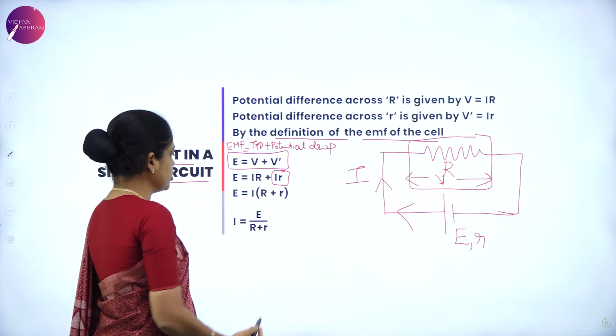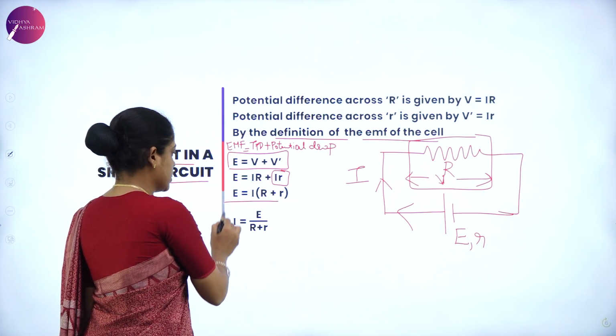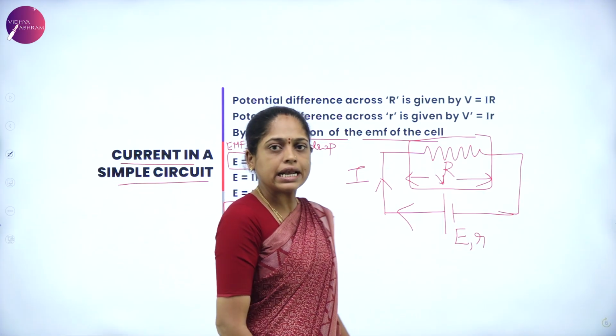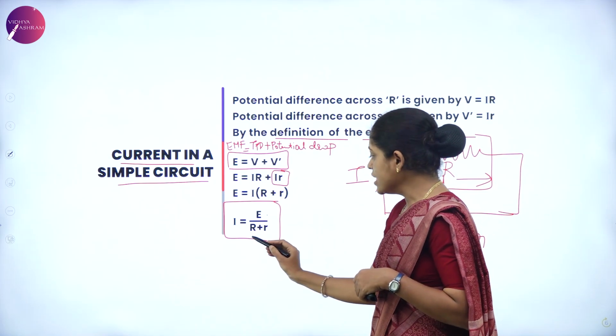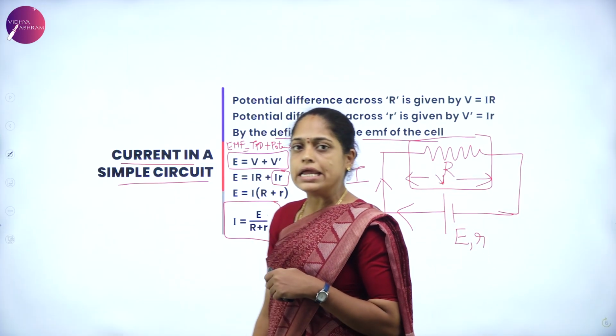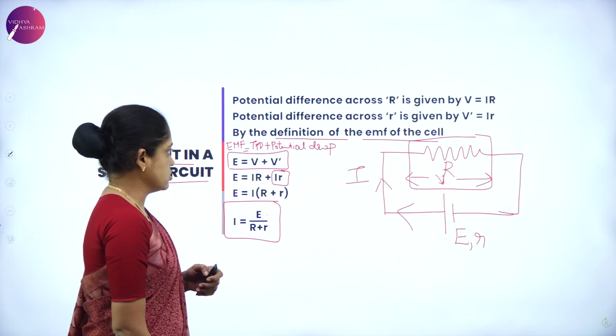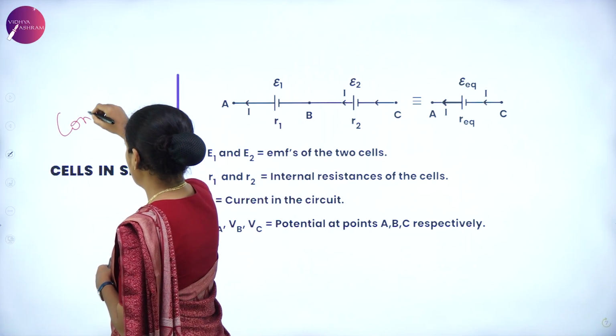The current expression for the simple circuit is I equals E by R plus r. This is the expression of current in a simple circuit, where E is EMF, R is the external resistance, and small r is the internal resistance. And now let us understand the combination of cells.